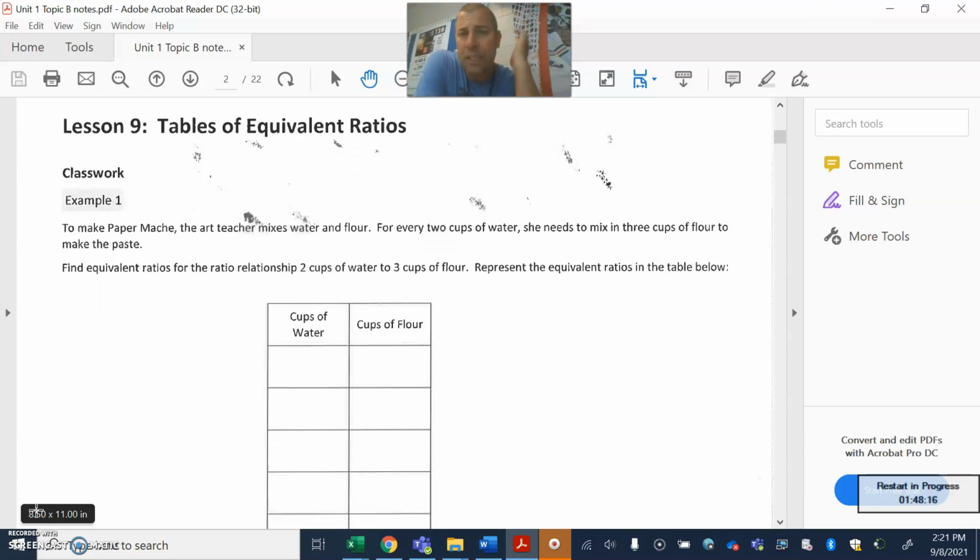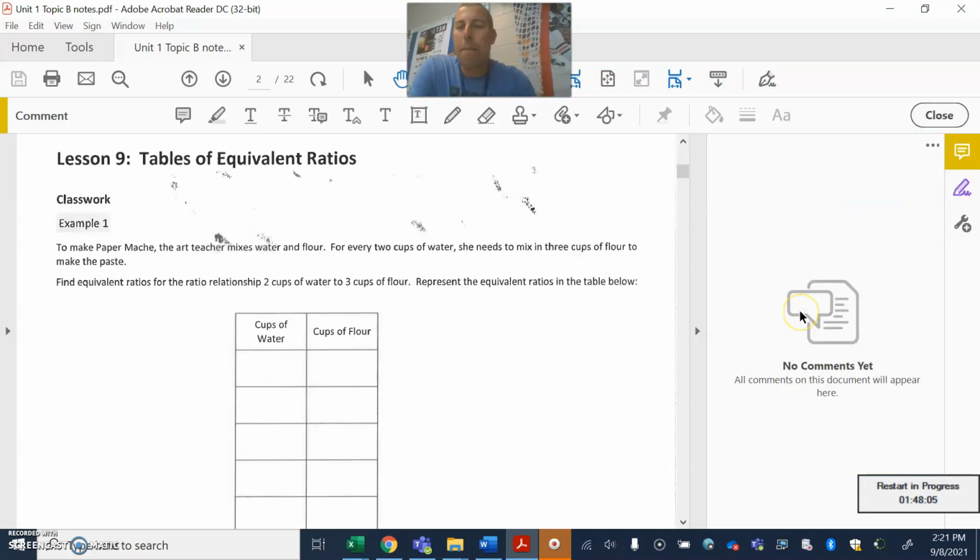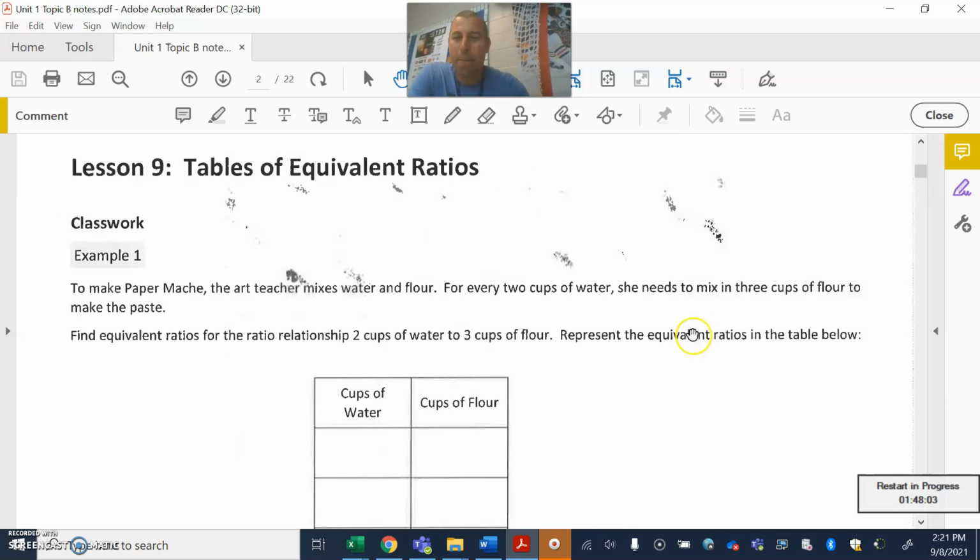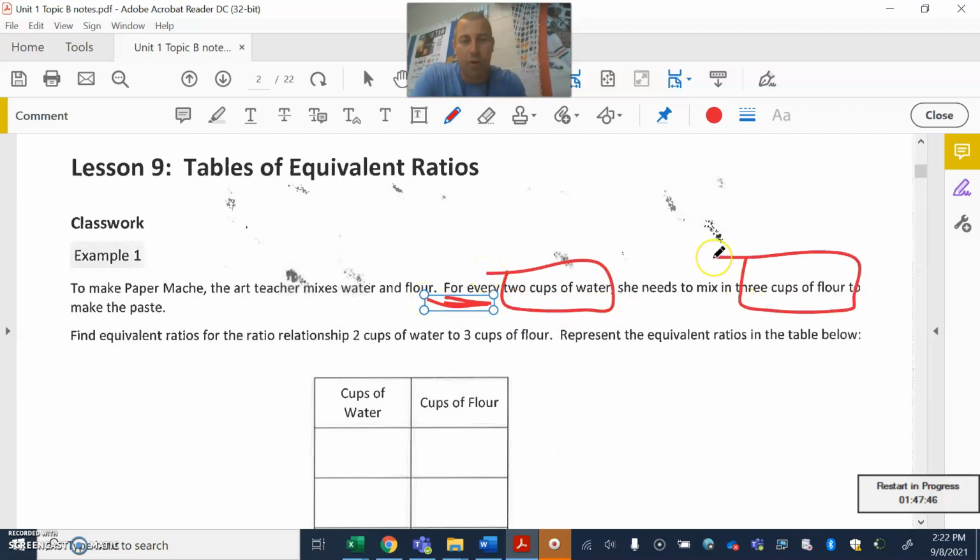So here we go. The nice thing about a table is it just repeats itself. Let me show you what I'm talking about. In the first question here, we're making papier-mâché. That's like water and flour, it becomes like glue. Anyway, we can talk in class if we need to. But it says for every, there's my ratio, all right? It tells me we got 2 cups of water. She needs to mix in 3 cups of flour.